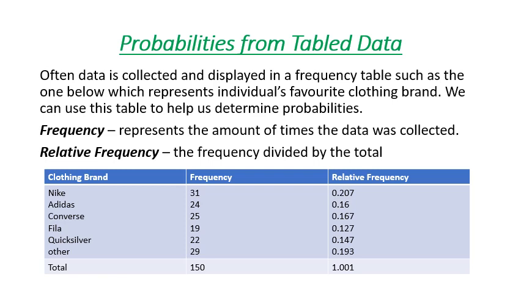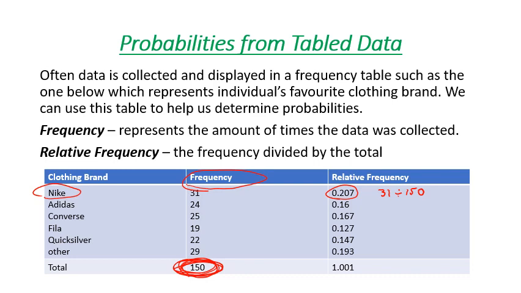So the frequency side of our table represents the number of times the data was collected, and the total down the bottom shows we've surveyed 150 people here. And the relative frequency is given by the frequency divided by the total of the frequency. So for example, 0.207 was actually 31 divided by 150, because 31 people chose Nike, and we divided that by the total number of people, which we've said already was 150, and that gives us our relative frequency. Remember, relative frequency is our frequency divided by the total number.